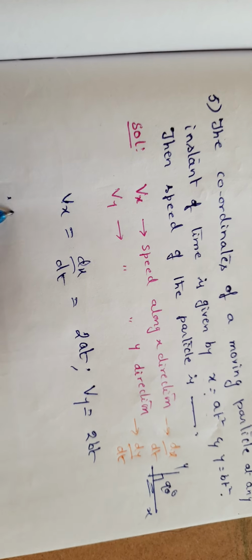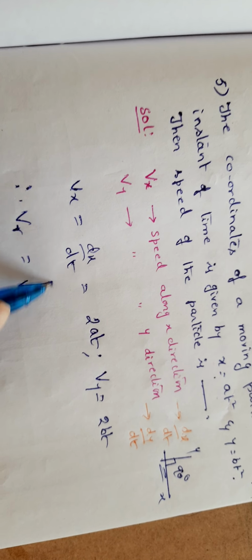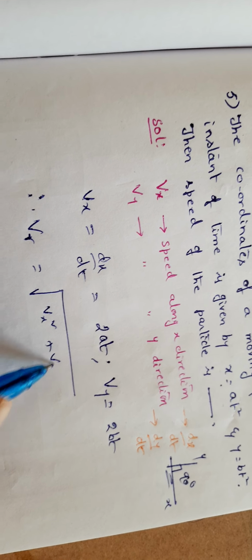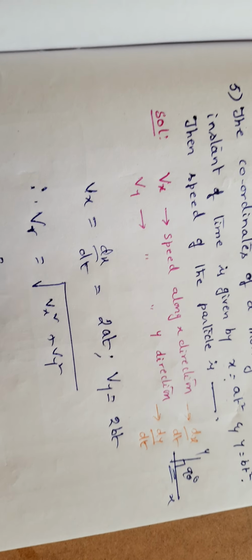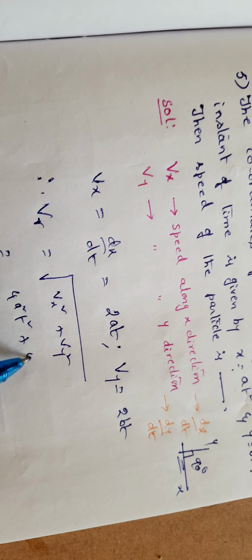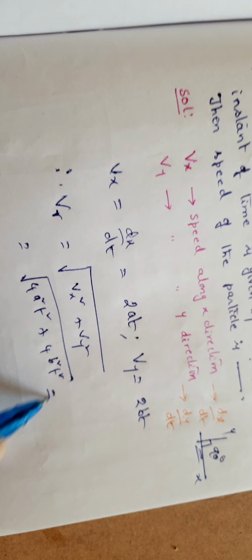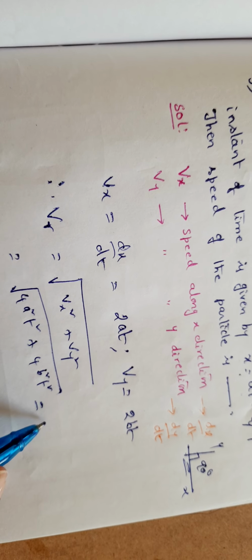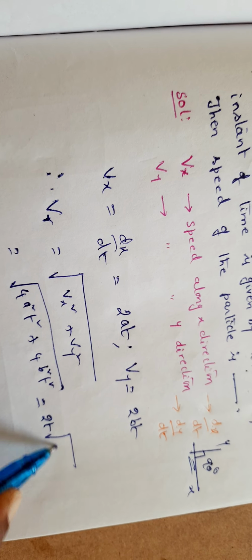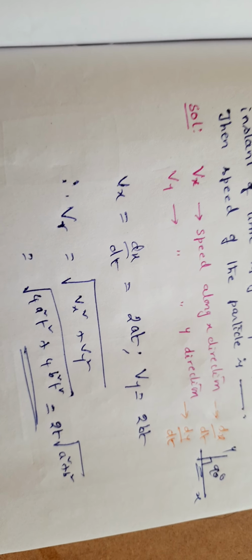So now, the resultant speed Vr is equal to the magnitude, root of Vx square plus Vy square. So what is that? Root of 4a square t square plus 4b square t square, which is equal to, if you take 4t square common, 2t root of a square plus b square. This is the magnitude.